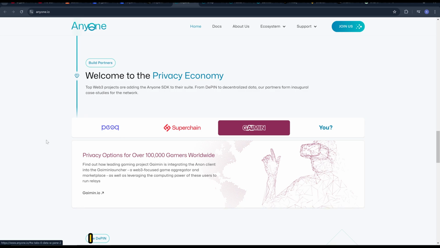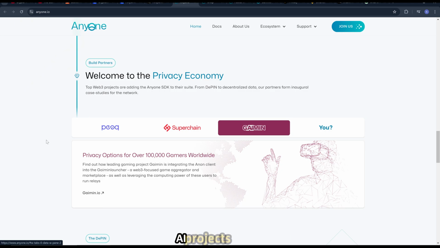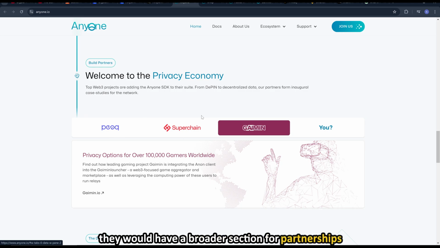And in all honesty, I lost count of the amount of partnerships ANyONe has. I've seen regular tweets coming out, partnerships with everything: AI projects, gaming, real world assets, DeFi, literally everything, because privacy is for, excuse the pun, anyone. Okay, last time I'm doing that. But I wish on their website they would have a broader section for partnerships, listing all of them. We can see some of them here, but there are a lot more.